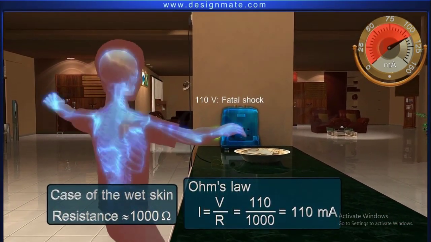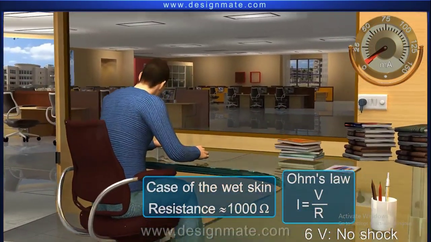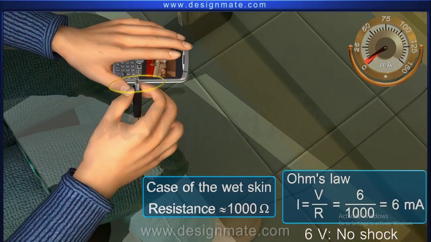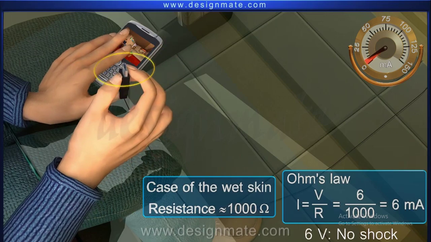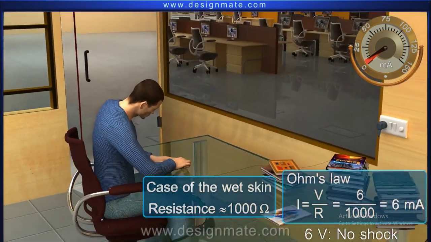This current can give a fatal shock. In the case of 6 volts generated from a mobile charger, the current passing through the human skin would be 6 volts over 1000 ohms equals 6 milliampere, which would not cause a fatal shock.